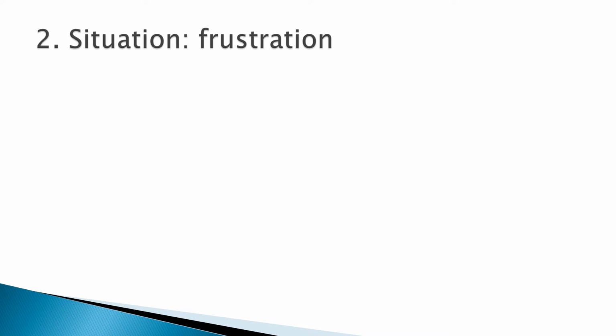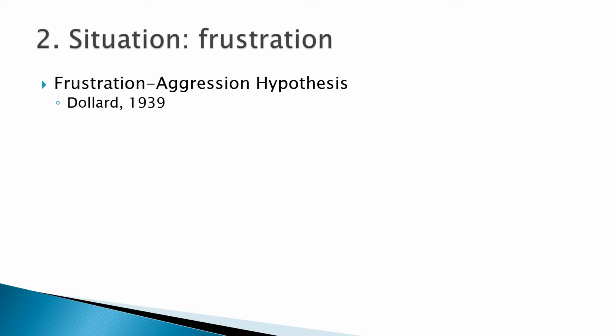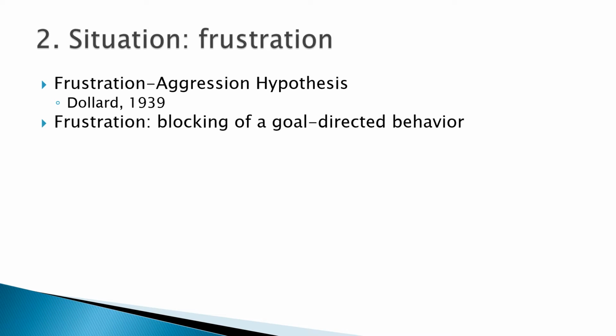So now that we've talked about individual differences, let's go ahead and talk about certain components of the situation that can lead people to become more or less aggressive. There are many components about a situation that can induce aggressive behavior, but we're going to talk about the first one right now, which is frustration. The frustration aggression hypothesis was proposed by Dollard in 1939, and it's a very simple sort of theory that basically when people are frustrated, that will lead to a drive to aggress. We can think of frustration as the blocking of a goal-directed behavior.